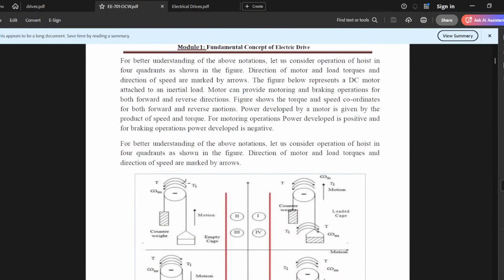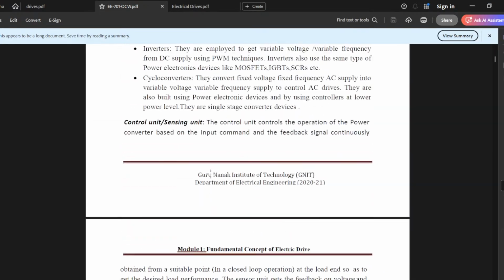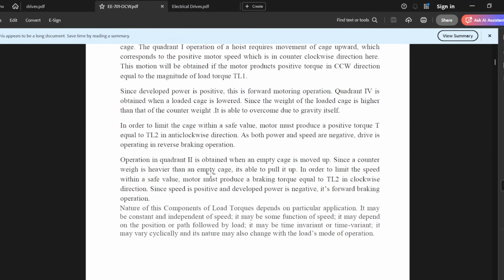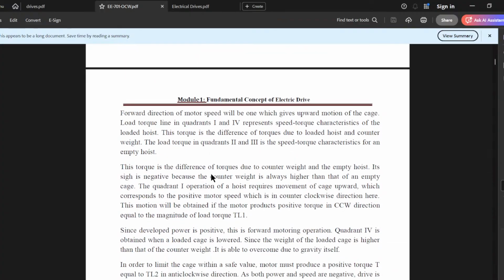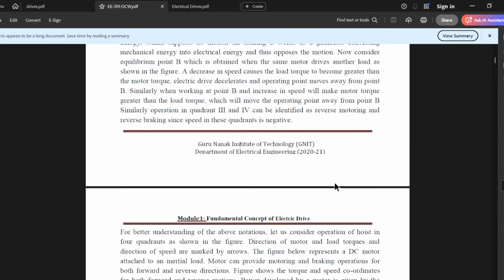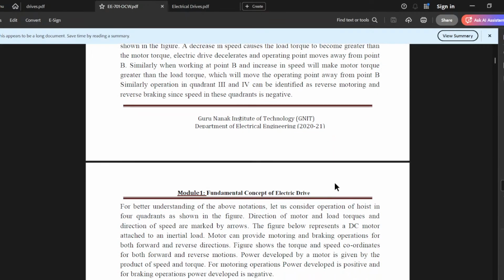Similarly, when working at point B, an increase in speed will make motor torque greater than load torque, which will move the operating point away from B. Similarly, operation 3 and 4 are identified as reverse motoring and reverse braking since speed in these is negative.